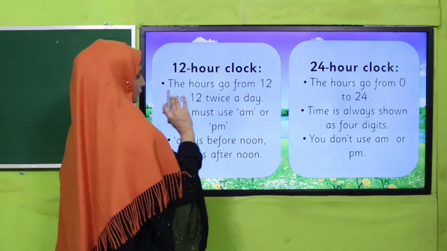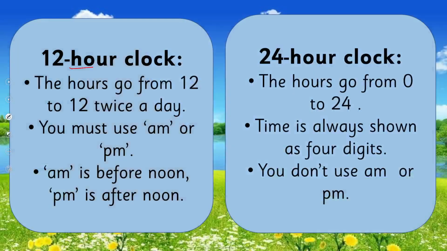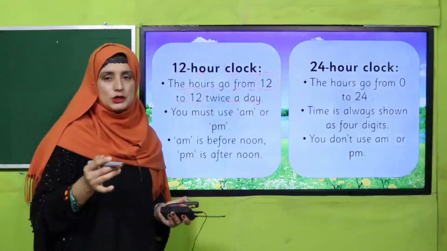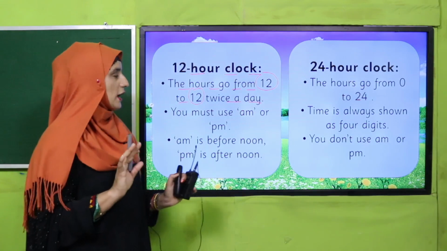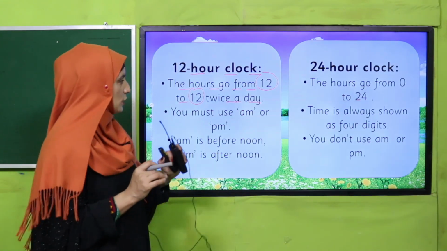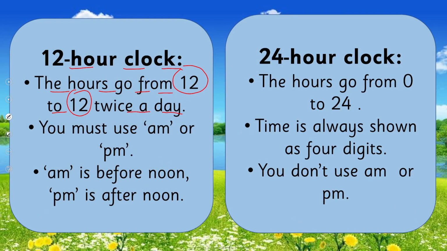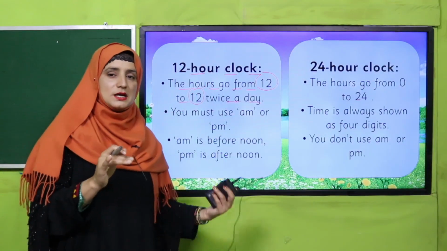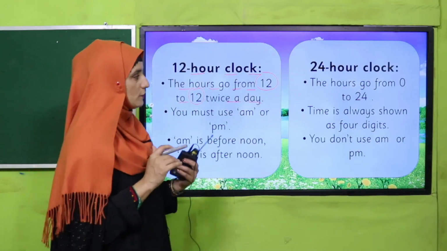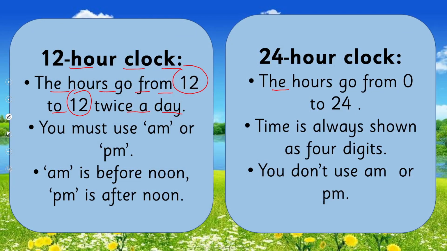You can see how we judge the 12-hour clock. The hours go from 12 to 12 twice a day. Got it? Already you are watching time, and now I know that you have a complete sense of how we can get time. So in the 12-hour clock, time goes from 12 to 12 twice a day, meaning 12 o'clock at daytime and 12 o'clock at midnight, night time. But in the 24-hour clock, the hours go from 0 to 24.